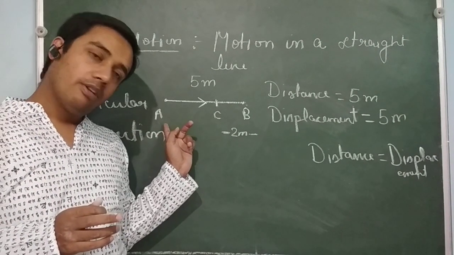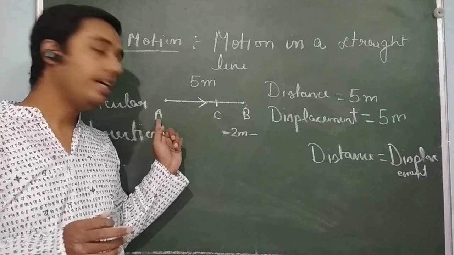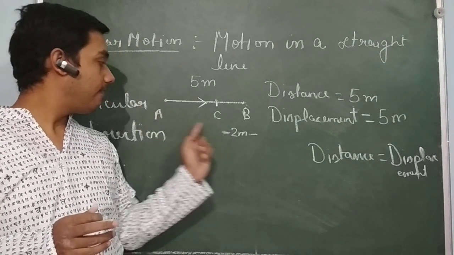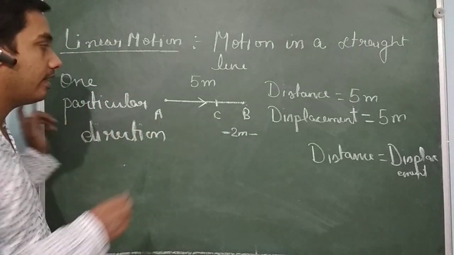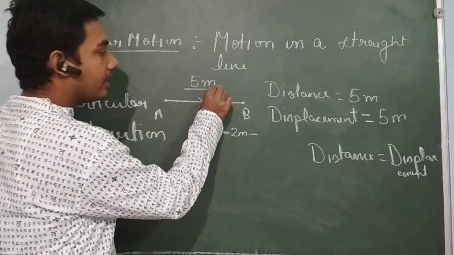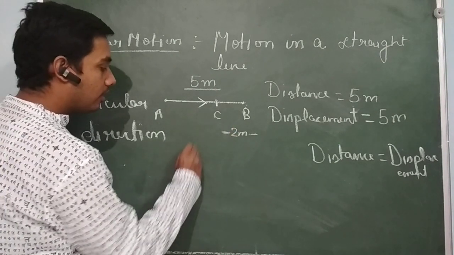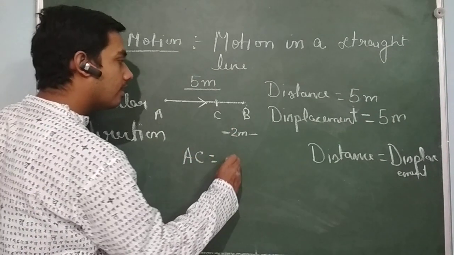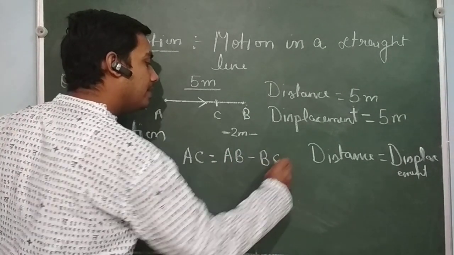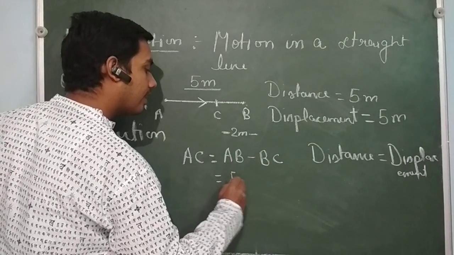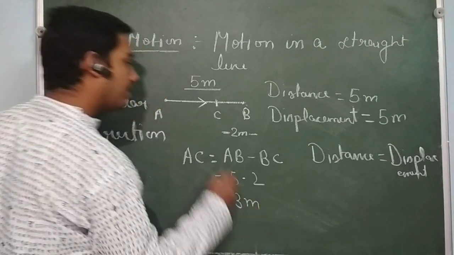यू हैव टू ओनली लुक एट द इनिशियल पॉइंट एंड द फाइनल पॉइंट. इनिशियल पॉइंट क्या है ए, फाइनल पॉइंट क्या है सी. ये लेंथ आपको निकालना है. टोटल लेंथ ए से बी तक का कितना है 5, बी से सी कितना है 2. तो ए सी किसके बराबर होगा, ए बी माइनस बी सी, दैट इज 5 - 2, दैट इज 3 मीटर.